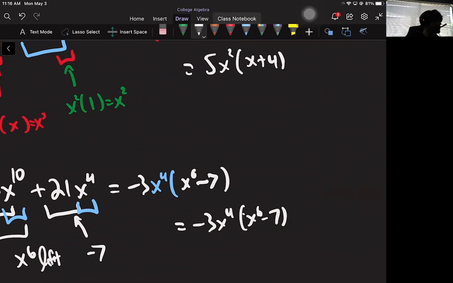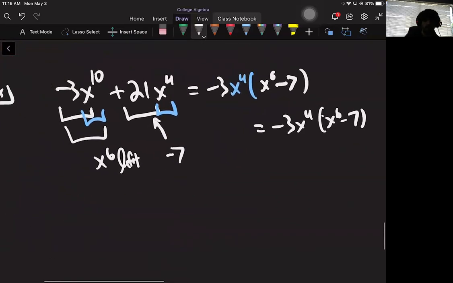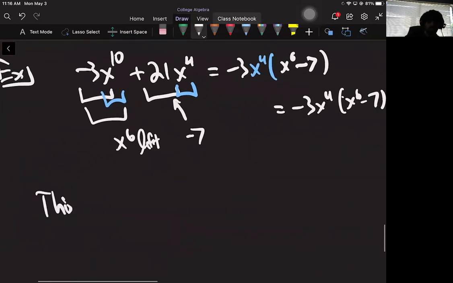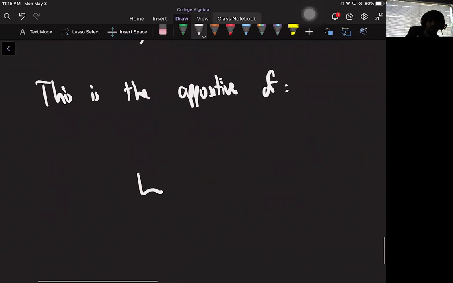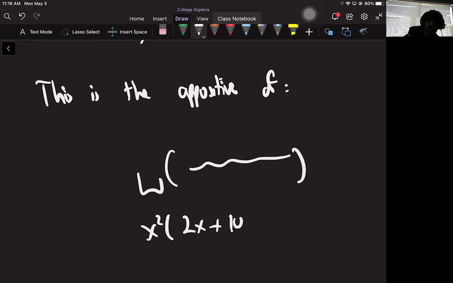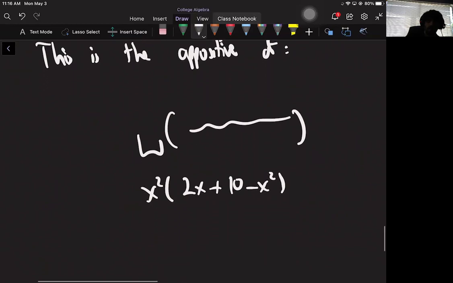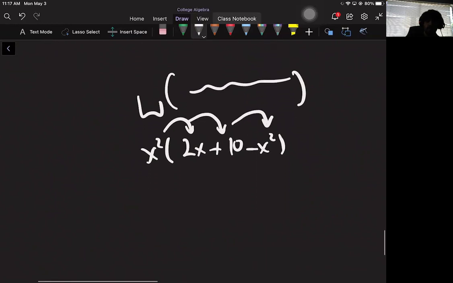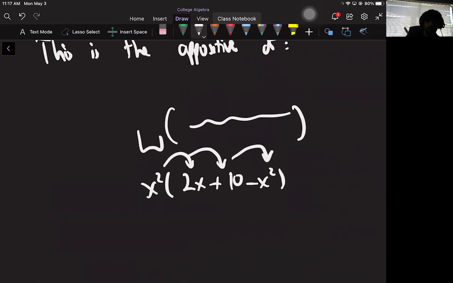Okay, so that's the first type of factoring, just taking one thing out of every term. And so this is always the opposite of a very basic distributive property. This is the opposite of doing one thing times a bunch of stuff. So for example, x squared times 2x plus 10 minus x squared. If I multiply this out, I'll get something else. And what I'm doing is just the opposite of multiplying out something like this. I'm just doing it in reverse.